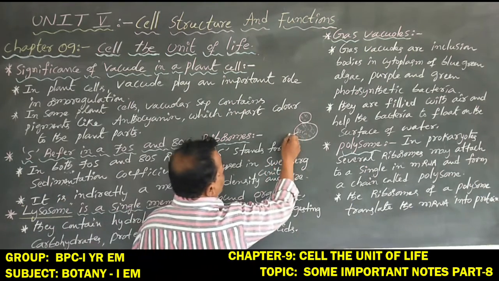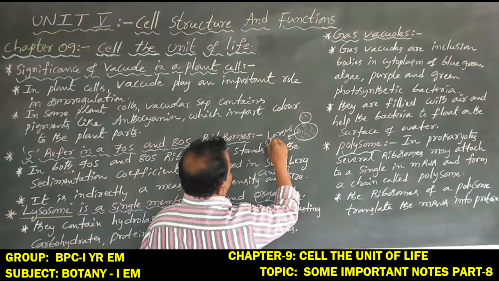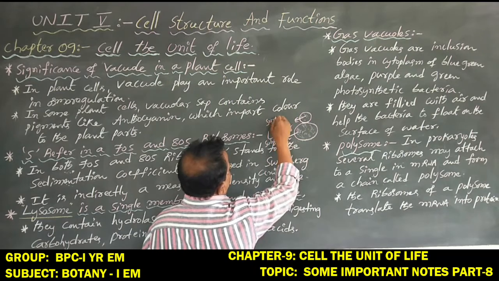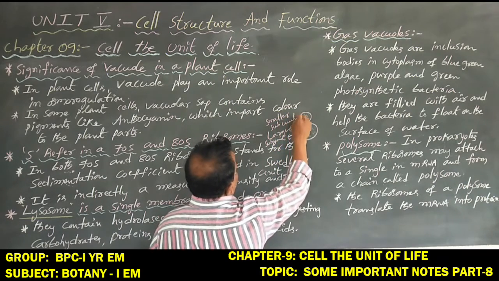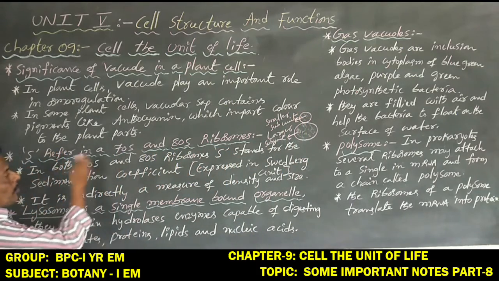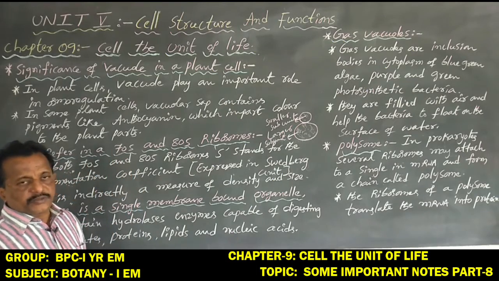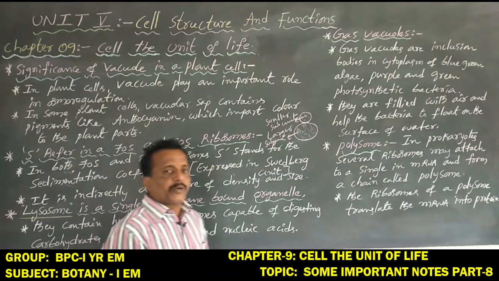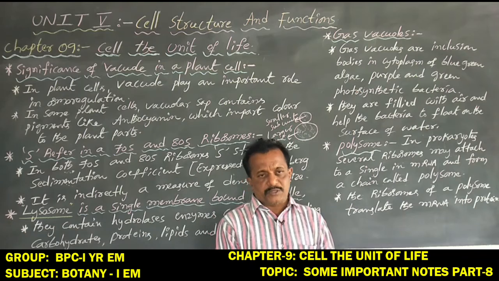One is a larger subunit, another one is a smaller subunit. Especially most of the prokaryotic organisms have 70S type of ribosomes. Most of the eukaryotic organisms have 80S type of ribosomes. These two are the types of ribosomes.